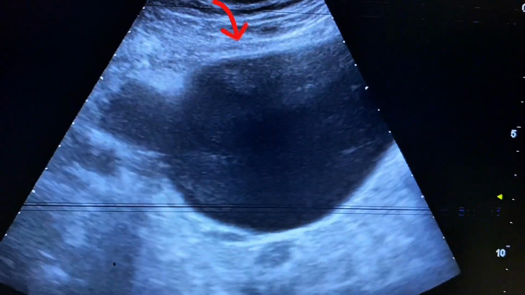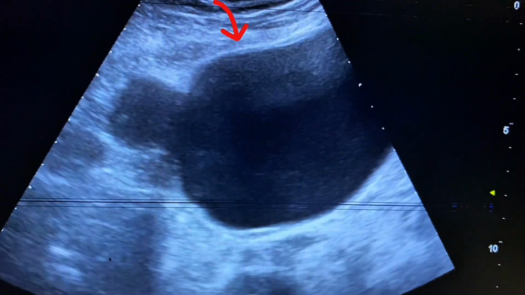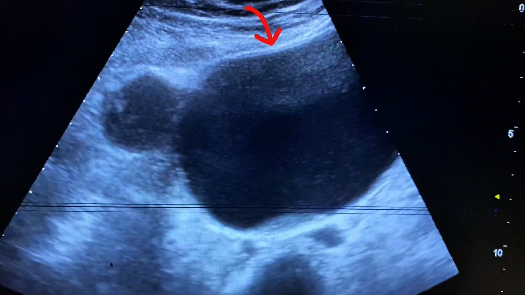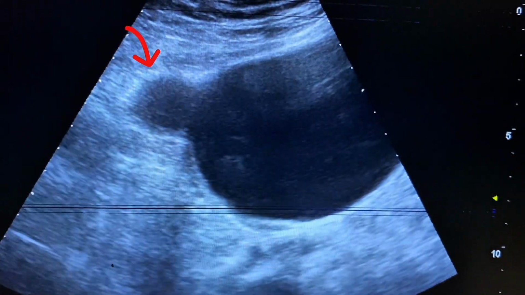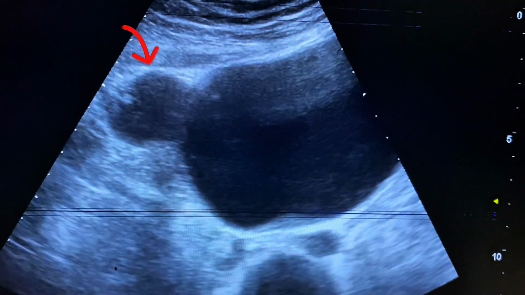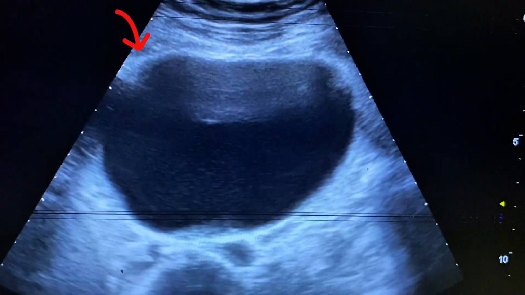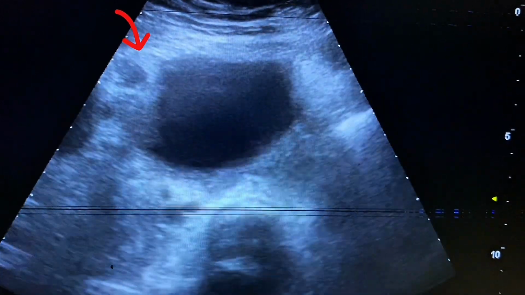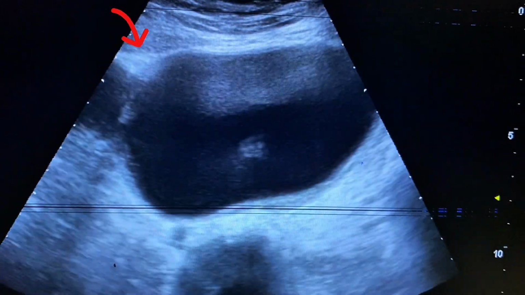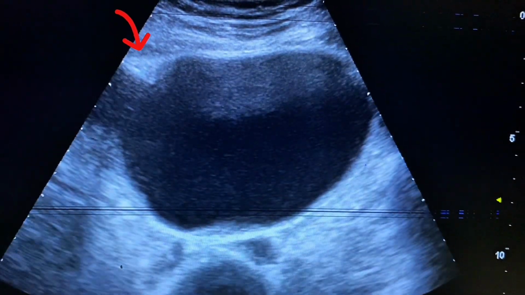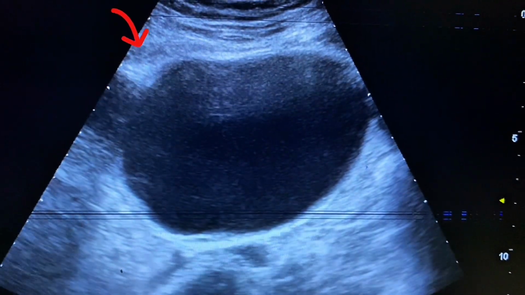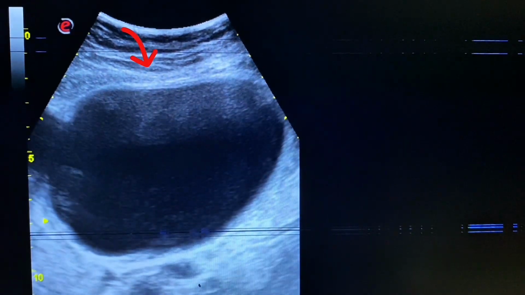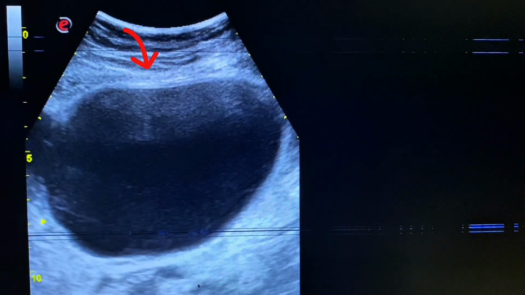There is also a large anechoic cyst in the right adnexa. No septation present. And also we see a small cyst at the right side of this cyst. When we continue scanning the cyst, the small cyst is not attached with the large cyst but lies at right lateral side. This cyst is well defined, oval shape and thin walled.